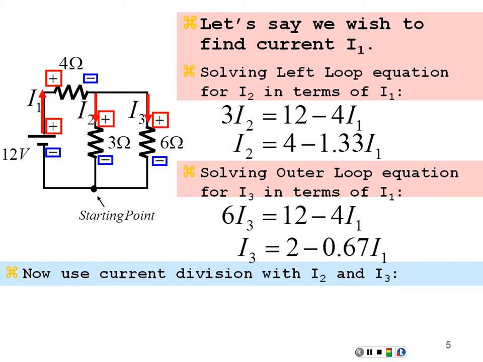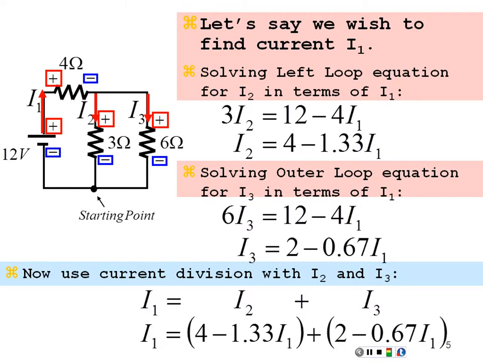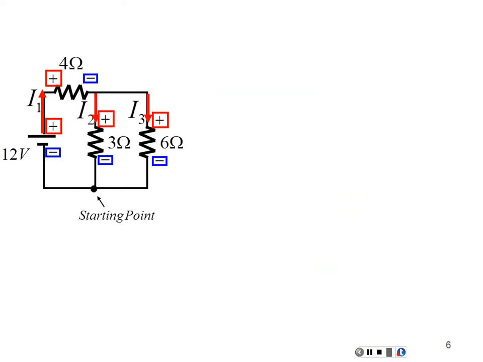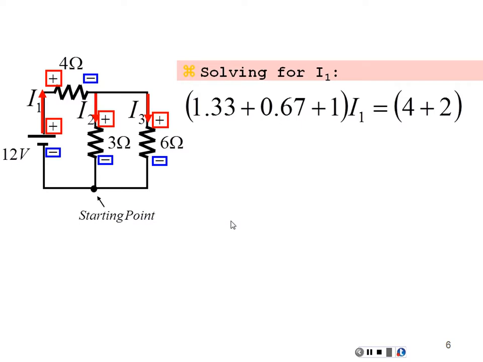Now with my current division equation, I know that I1 equals I2 plus I3. Substitute in I2 and I3 from these previous equations into this one equation. Now I have I1 is equal to 4 minus 1.33 I1 plus 2 minus 0.67 I1. I have one equation with one unknown. Solve for I1. So I have 1.33 plus 0.67 plus 1, which is 3 times I1, is equal to 6. Or I1 is equal to 6 divided by 3, 2 amps.